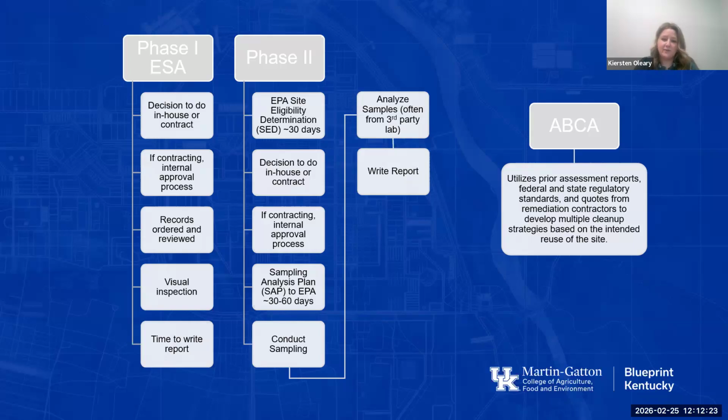And then an ABCA utilizes all of those prior assessment reports. It may be that a site has had multiple phase ones and multiple phase twos or hazardous building material surveys. So an ABCA looks at all of those assessment reports and factors in all of the state regulatory standards and federal standards and the intended reuse of the site to come up with those cost estimates.